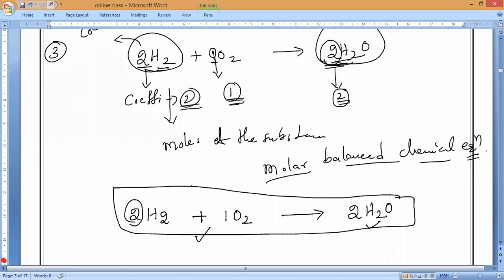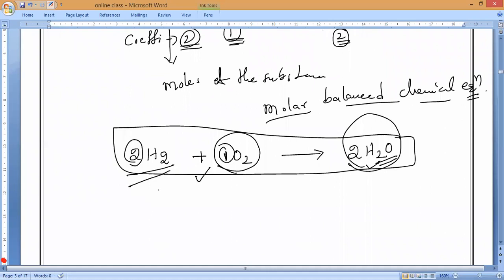So how can we form 2 moles of water molecules? Anybody can tell me? 2 moles of hydrogen reacting with how many moles of oxygen? 1 mole of oxygen. So I will put a statement: 2 moles of hydrogen reacting with 1 mole of oxygen gives you 2 moles of water. That is what you have to remember. Clear, guys? Please respond.